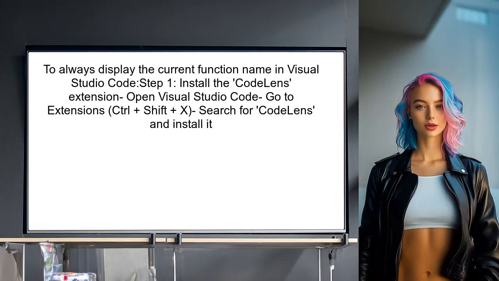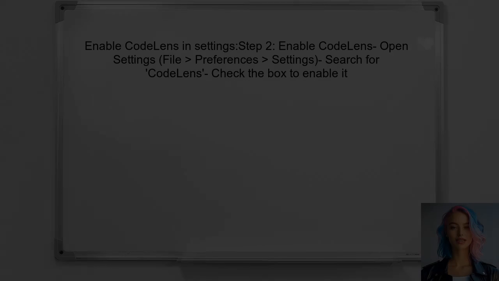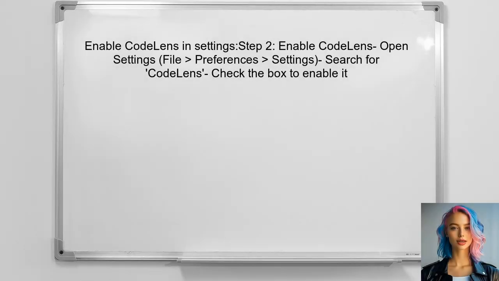To always display the current function name in Visual Studio Code, the user can utilize an extension called CodeLens. This feature provides inline information about the code, including function names. After installing the extension, the user should enable CodeLens in their settings. This will allow function names to be displayed above the function definitions.